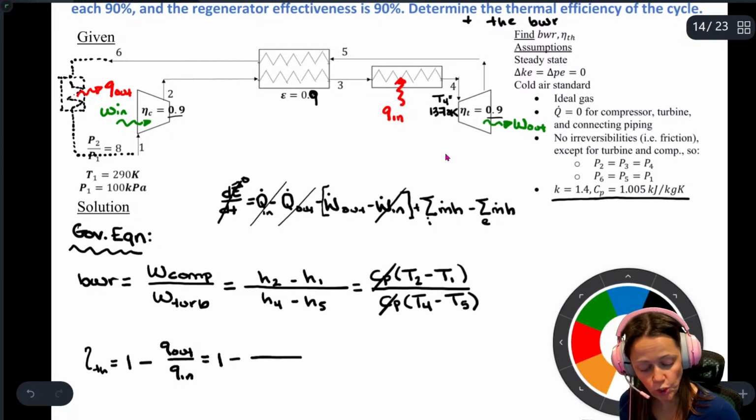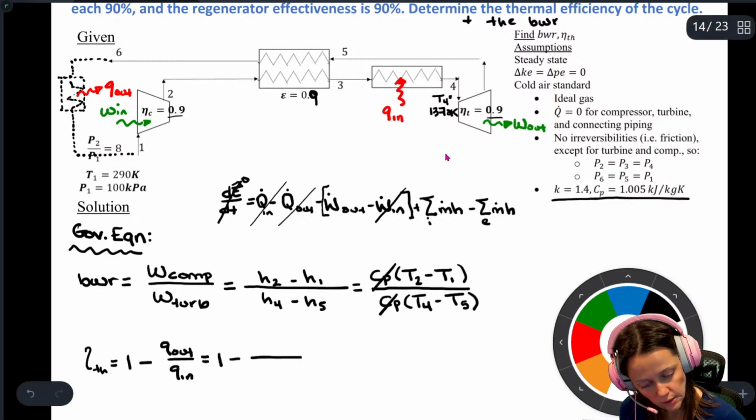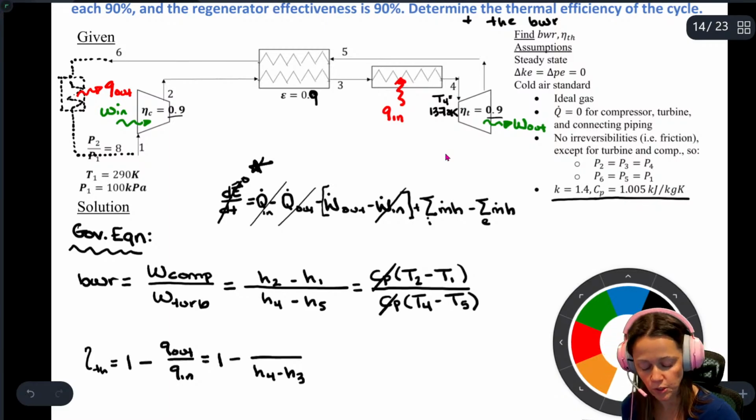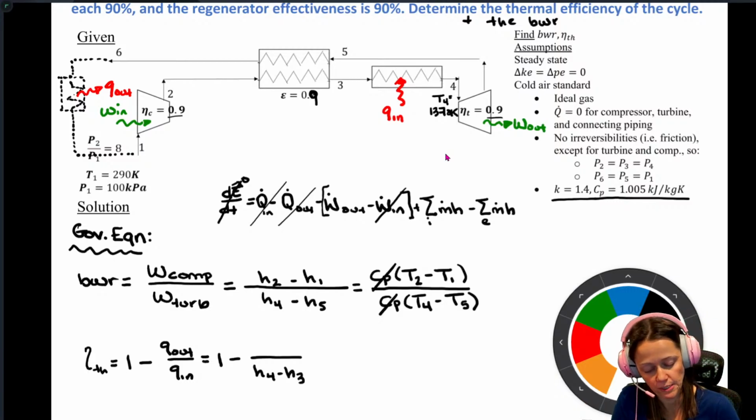So for the Q in, it's going to be between 3 and 4. So this is going to be H4 minus H3. I'm getting that by applying my first law, or kind of taking a shortcut, knowing that it's just going to be in terms of delta H's, and my H4 is going to be the bigger number because I'm adding heat. So energy is going to increase.